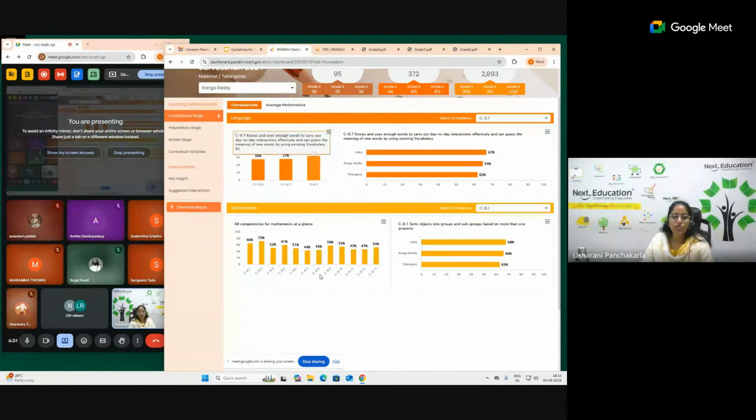So this is at a foundational stage, and for this information, with respect to where the students stand with respect to India, Rangareddy, and the state, which means the nation, that is at the country level, at a state level, at a district level, you can see the percentage distribution. And the same thing with the mathematics also.